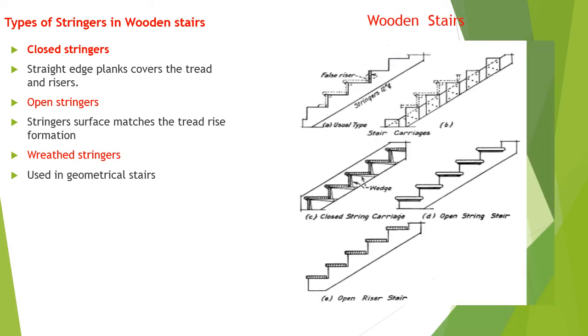Wooden stairs. You can see the images. Here is a false rise. This is a stringer. This is the usual type. Stair carriage is like this. Closed string carriages. Here you have wedges and everything. Open string staircases. You will not have any wedges. Open riser straight. Here it will be a flat concreting. On top of it only the treads will be rested.